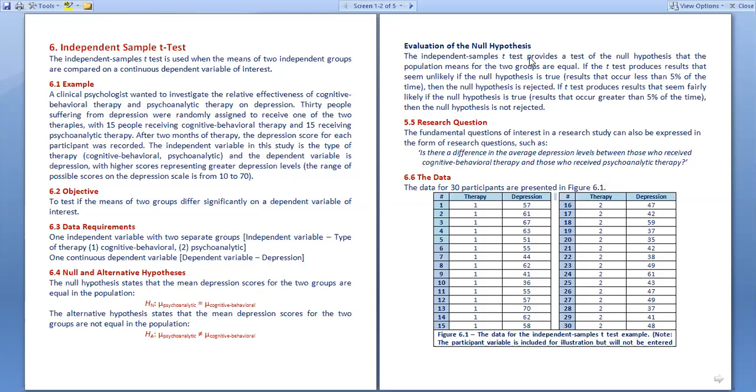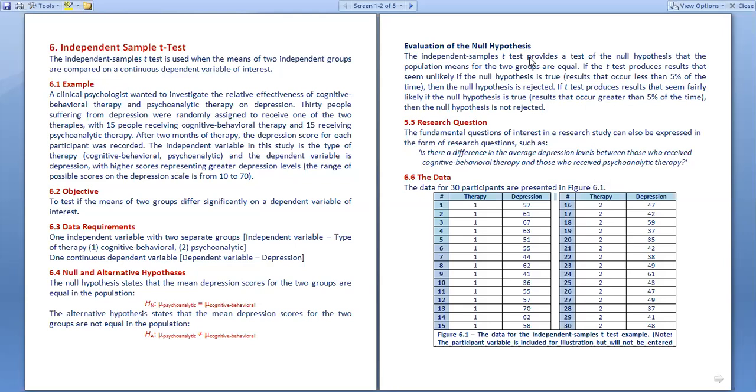A clinical psychologist wanted to investigate the relative effectiveness of cognitive behavioral therapy and psychoanalytic therapy on depression. 30 people suffering from depression were randomly assigned to receive one of the two therapies, with 15 people receiving cognitive behavioral therapy and 15 receiving psychoanalytic therapy. After 2 months of therapy, the depression score for each participant was recorded. The independent variable in the study is the type of therapy, that is, cognitive behavioral or psychoanalytic, and the dependent variable is the depression. With higher scores representing greater depression levels, the range of possible scores on depression scales is from 10 to 70. So that's the example.